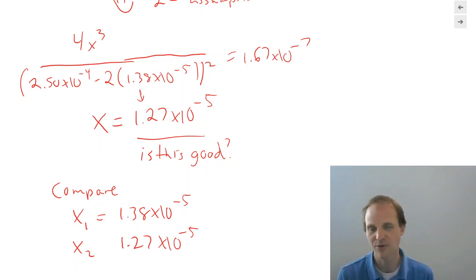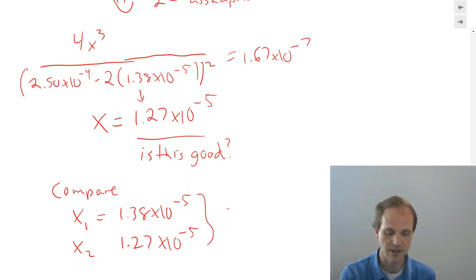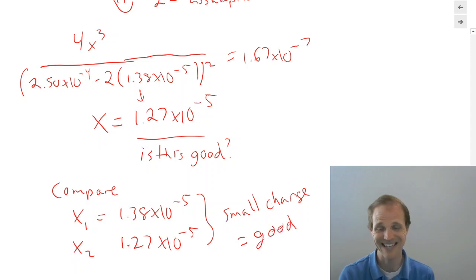Look, 1.38 to 1.27 times 10 to the minus fifth, that's not a big change. If your second x was 5 times 10 to the minus third, that would be a huge change. You'd be talking 100 times, 500 times the value of x. Here, we're talking very small fractional changes, percentages, a few percent change in x. That says that we're good. Small change equals good. And here's a hint. In this class, you're never going to have to go past one of these steps.